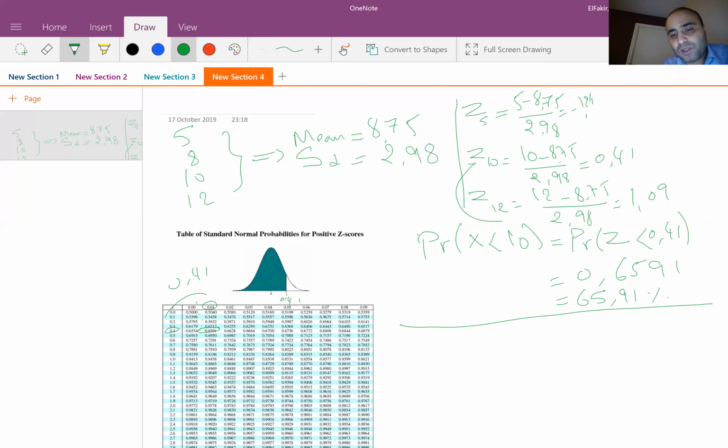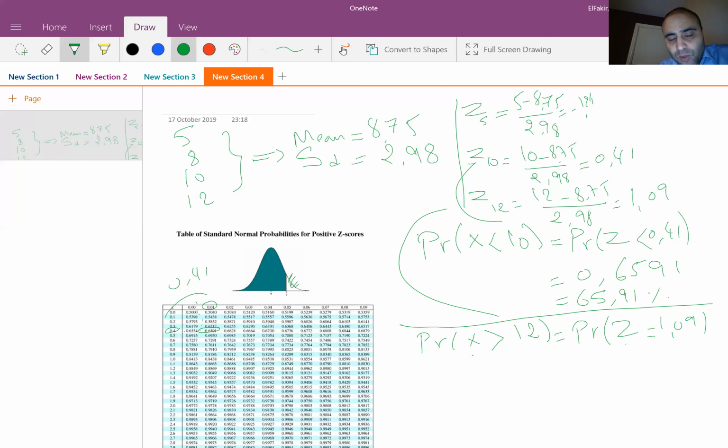Now, if you want to practice more, what is the probability that X is actually above 12? Okay, so in fact, we are looking now for this space in here, being above 12. So that is the same thing again as the probability that Z, so instead of X, we put Z. Instead of 12 now, we put its value, which is 1.09. Okay.